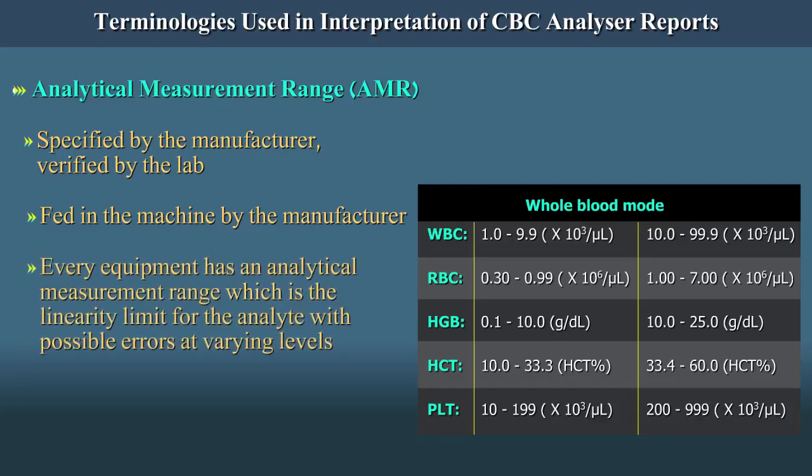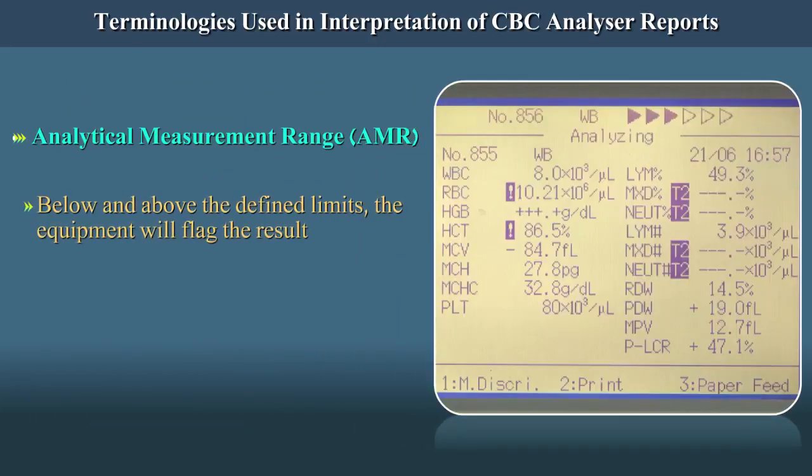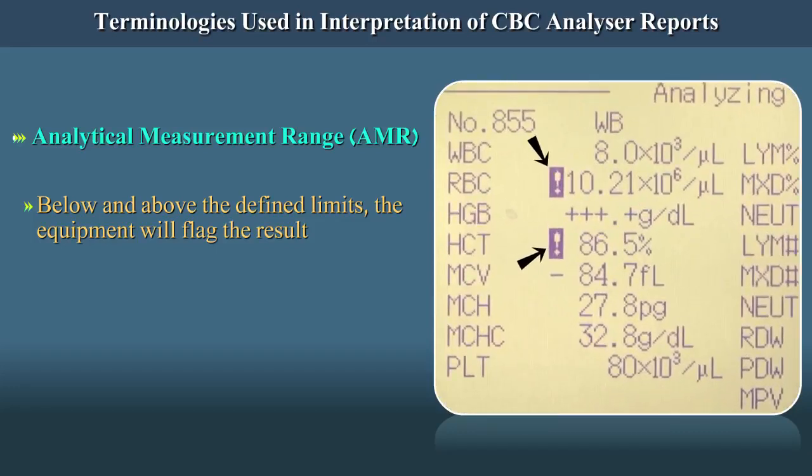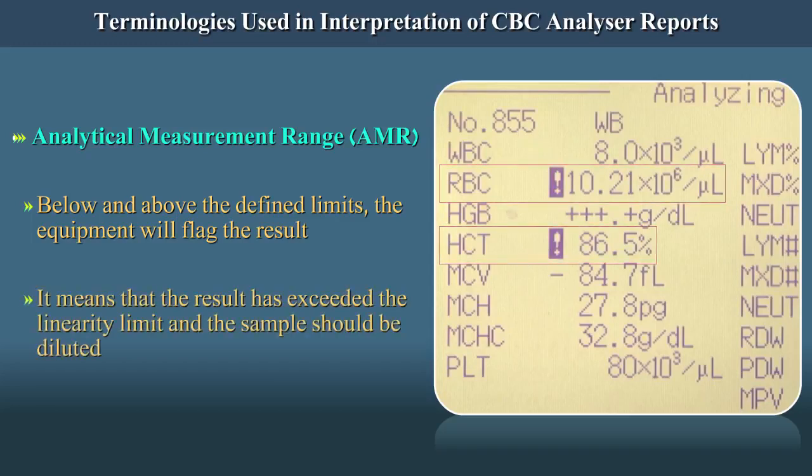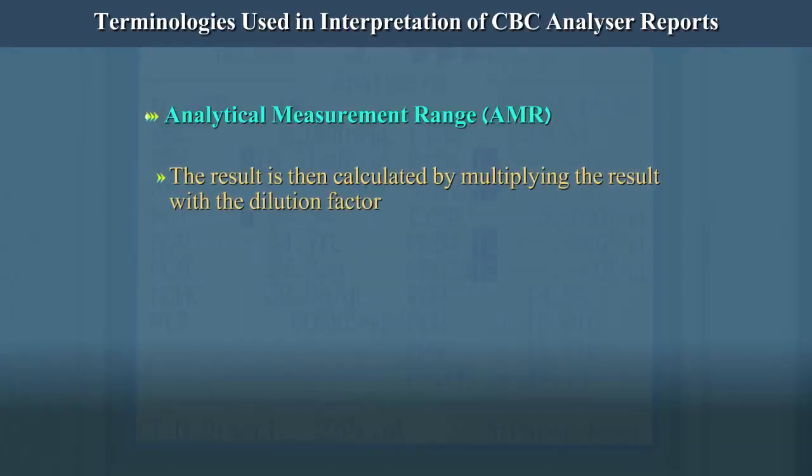Every equipment has an analytical measurement range, which is the linearity limit for the analyte with possible errors at varying levels. The upper and the lower limits will be specific. Below and above the defined limits, the equipment will flag the result, in this case, an exclamation mark. It means that the result has exceeded the linearity limit and the sample should be diluted for upper ranges exceeding the AMR. The result is then calculated by multiplying the result with the dilution factor.